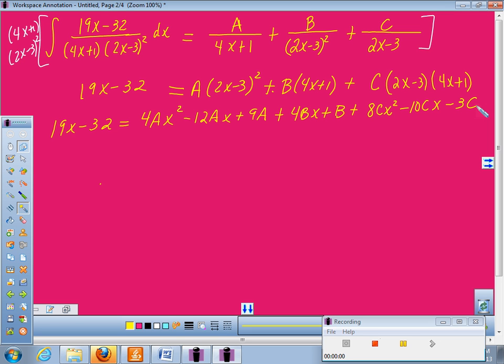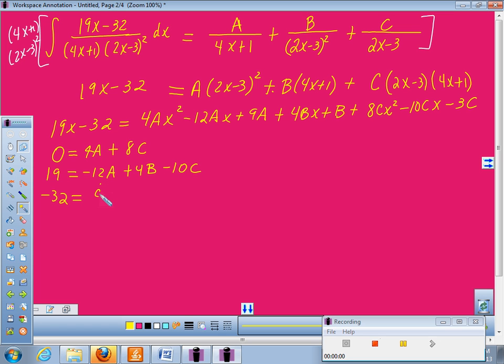Is that our only squares out there? Looks like it. So then 19, if I go find all our x's: negative 12a, positive 4b, negative 10c. And then lastly, we have negative 32 equals all our constants, which we have a 9a, a b, and a minus 3c.